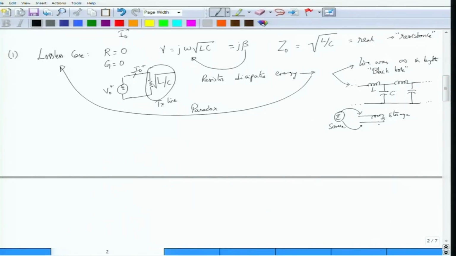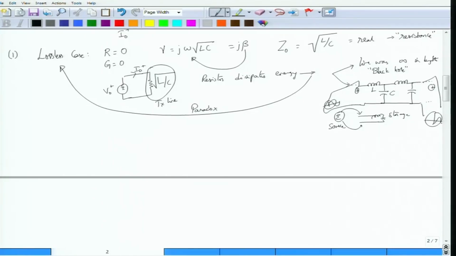Now this equivalent circuit must also tell you why there should be a delay between the voltage at this point and the voltage at this point. Why should there be a delay? If you hook up an oscilloscope over here and see what you actually get, if for example this is the voltage waveform and you hook up an oscilloscope here, you would see that the voltage waveform would actually be delayed.